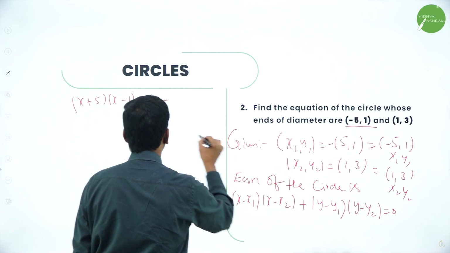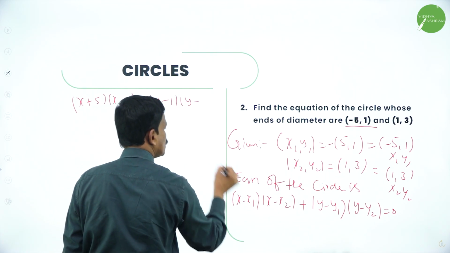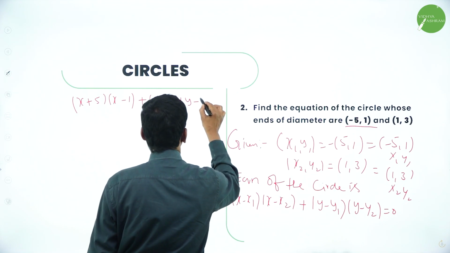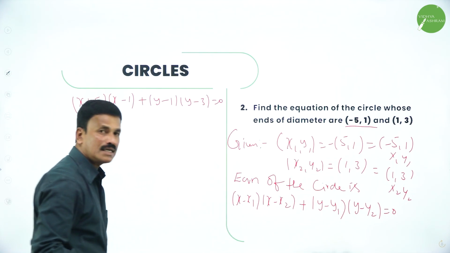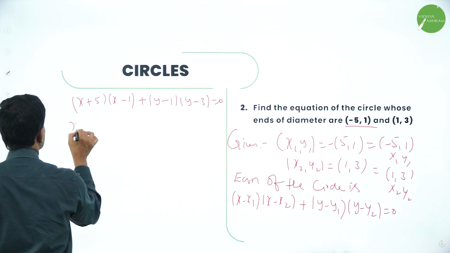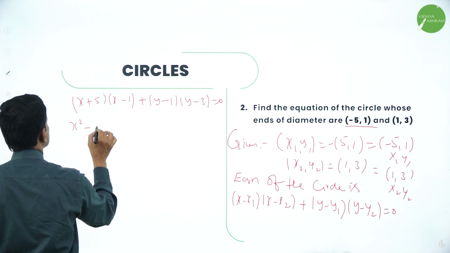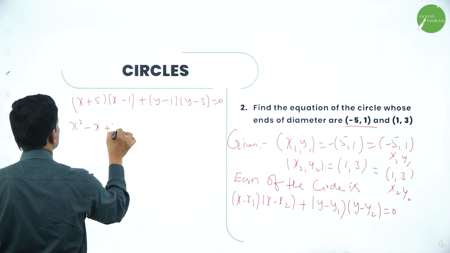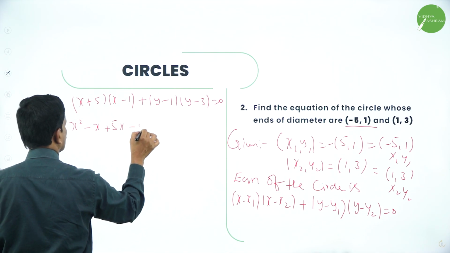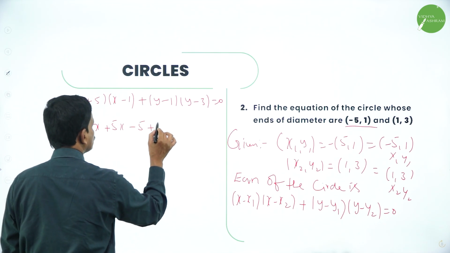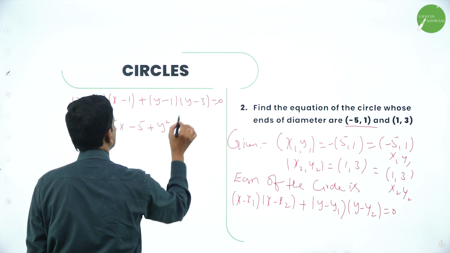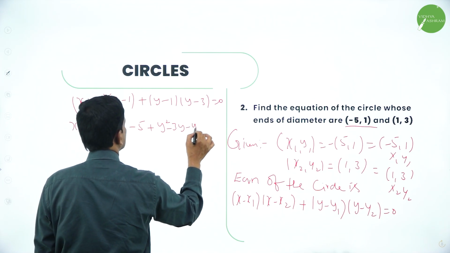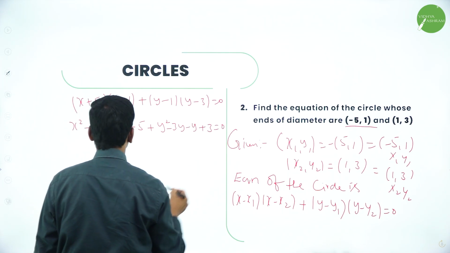y1 is equal to 1, and y minus y2, which is 3, is equal to 0. Multiply this, that's all. So x into x is x square, plus into minus minus x, plus 5 into x is 5x, plus into minus minus 5, plus again y into y is y square, minus 3y, minus y, minus into minus plus 3 is equal to 0.